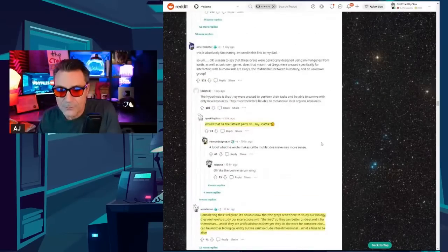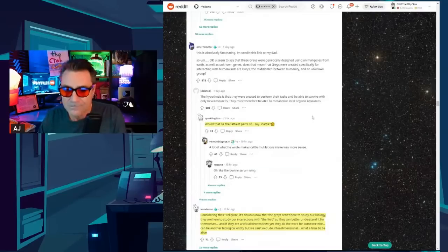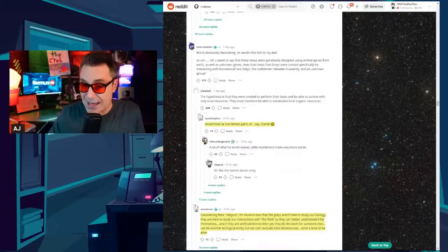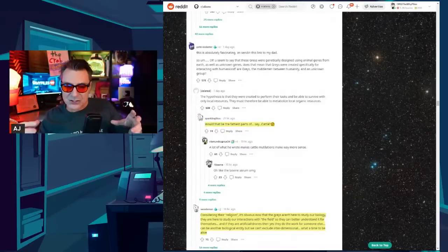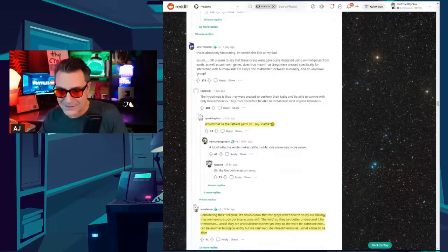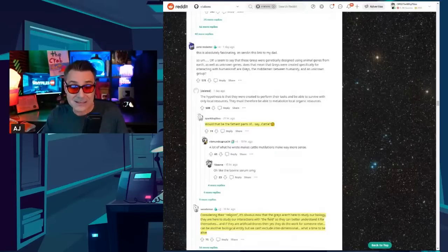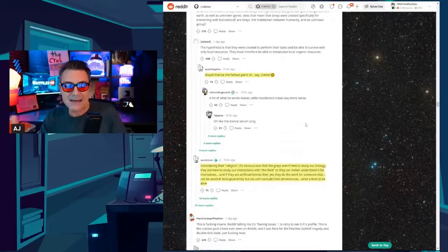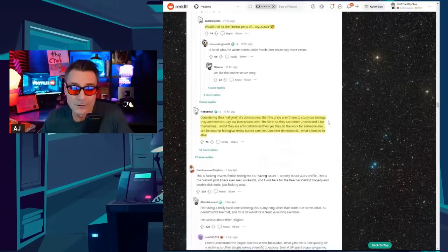The hypothesis they were created before the test. This guy is talking about how they must therefore be able to metabolize local organic resources. So this guy's asking, would that be the fattiest parts of, say, cattle? Part of the conversation is they metabolize lipids, which are fats, and cattle have lots of that. So this guy's making sort of a half a joke, but half asking, with the cattle mutilations, do they happen to be taking out the parts that are extra fatty? Now, I don't know if they are, but that would make sense.